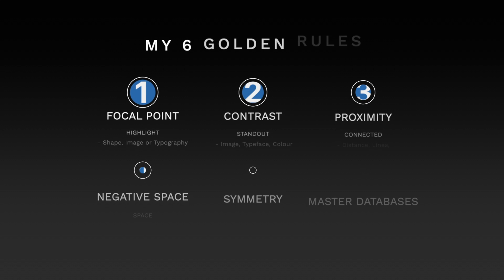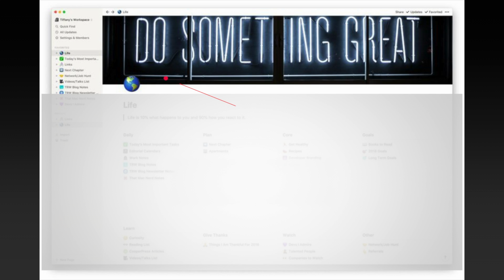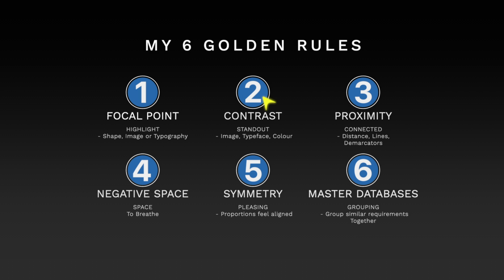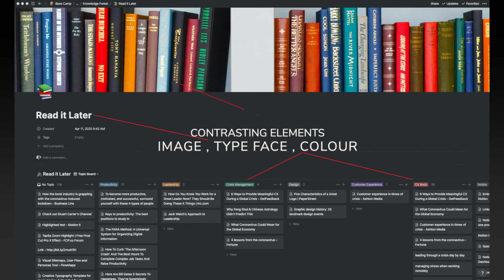I follow my 6 golden rules for Notion design. Rule number 1. Does the page draw you towards a focal point, the start of the viewer's journey? It could be a shape, an image, or typography. Rule number 2. How are you bringing in contrast in the layout? What's standing out? It could be an image, a typeface, a color, or something else.